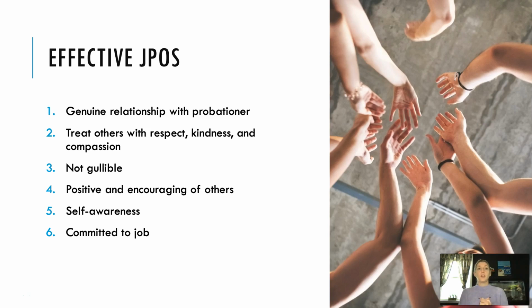So just a few points on the different aspects of being an effective probation officer. So someone who's effective is going to be able to build genuine relationships with their probationer. They generally treat others with respect, kindness, and compassion. They're not gullible or easily swayed by a youthful offender. They're positive and encouraging of others. They have a good sense of self-awareness, so they understand themselves and their own faults. And they have to be committed to the job. You're not going to make big money doing this, so you have to really want to help youth.